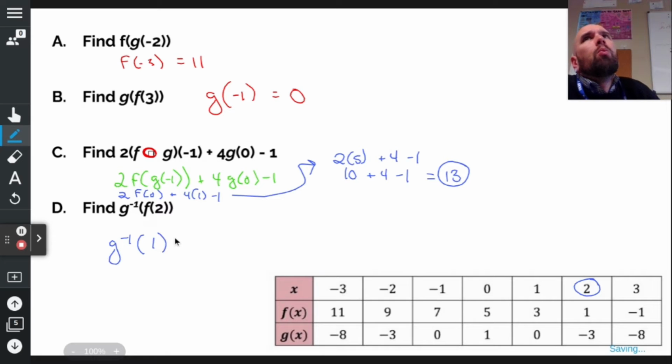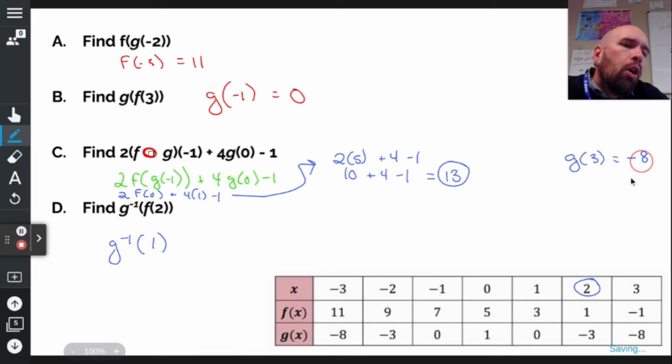Now, what you're doing with the G inverse is you kind of reverse the order in which you do things, right? If I said, hey, find out what G of 3 is, you would say G of 3 is negative 8. So if I were to say, let's flip that around and find the inverse of negative 8, you go in reverse order now. You start out with G, and then you get that 3 value, you go in reverse.